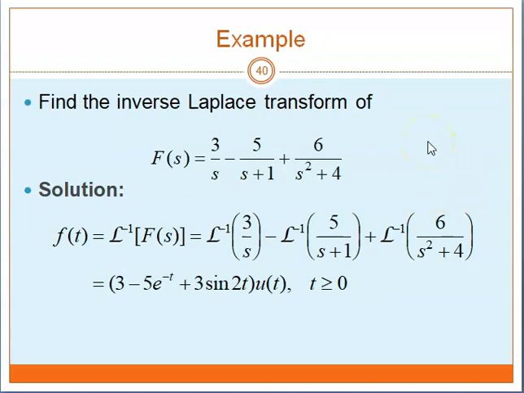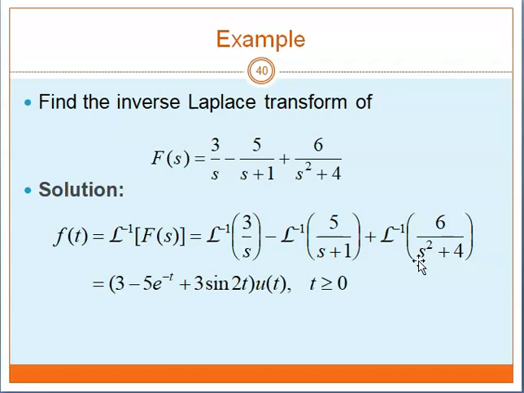So let us see the first example. Find the inverse Laplace transform of F(s), so that is in frequency domain. You have 3 over s minus 5 over s plus 1 plus 6 over s squared plus 4. How to do this? The first step is you have to break it into partial fraction expansion. So you have f(t) is equal to the inverse Laplace of F(s). That would be the inverse Laplace of 3 over s minus the inverse Laplace of 5 over s plus 1 plus the inverse Laplace of 6 over s squared plus 4. So you have performed the PFE.